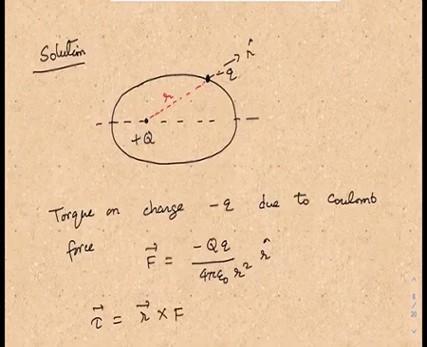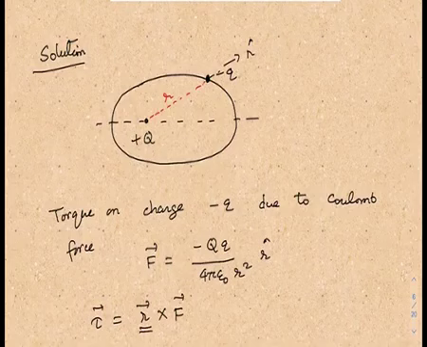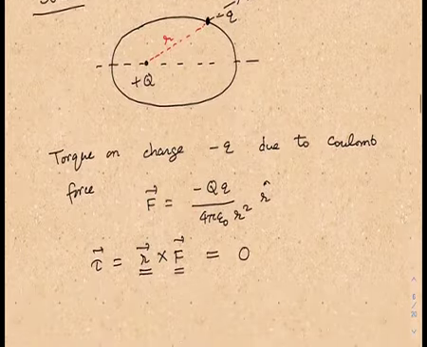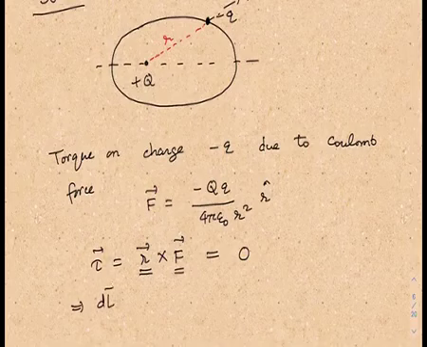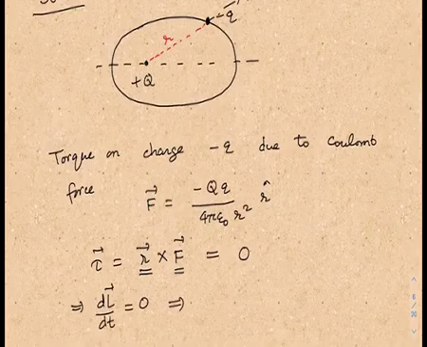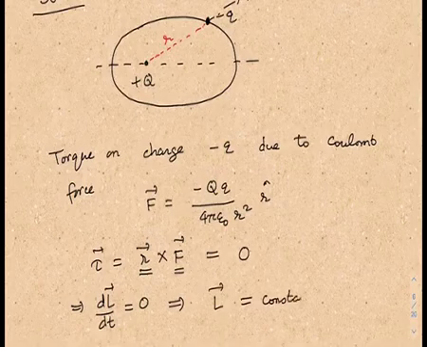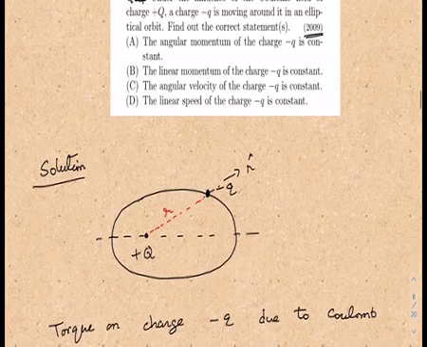Now in this case it's easy to see that both R and F are along the same radial direction, so therefore this cross product is simply 0. And now torque is equal to rate of change of angular momentum, which is equal to 0. So it implies that angular momentum L is constant. So the first option is correct. The angular momentum of the charge minus q is constant.